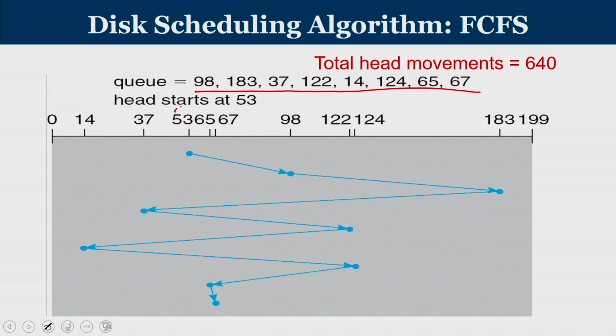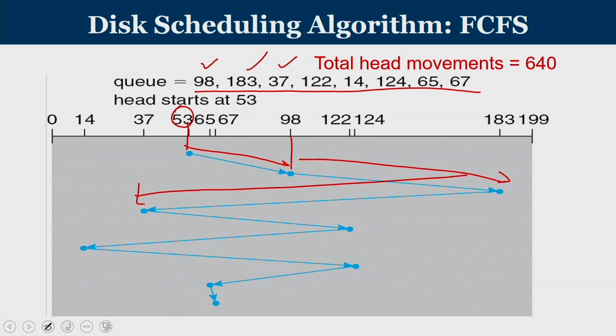Now, if you go to FCFS scheduling, first come first serve, you know that this is the queue. Currently, my head is at 53. The very next one is 98, so from 53 the head has to move to 98. The next one in the queue is 183, so from 98 the head moves to 183. Then it goes to 37, so it comes back, and then it goes all the way to 122. Then it goes to 14, then to 124, then to 65 and then 67.